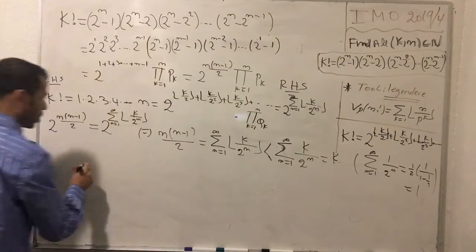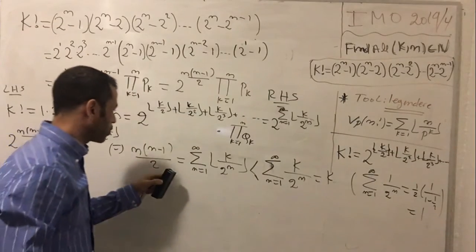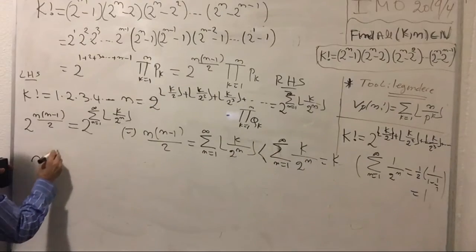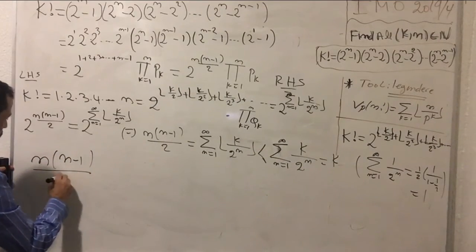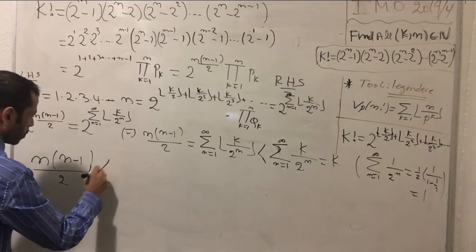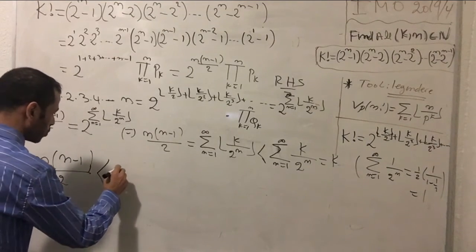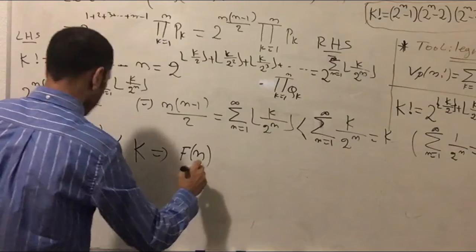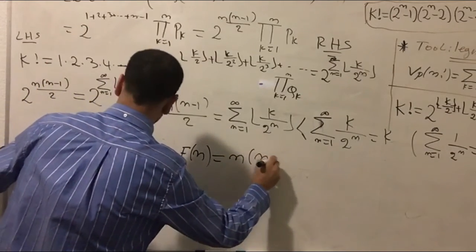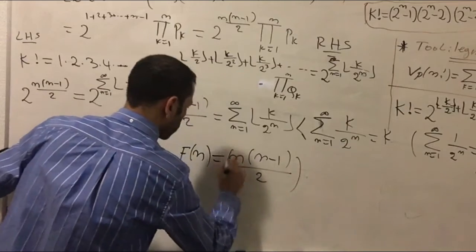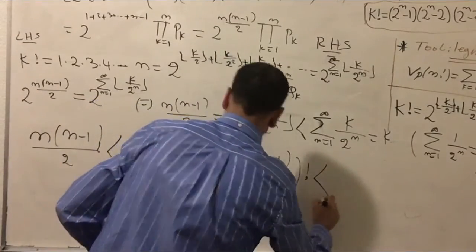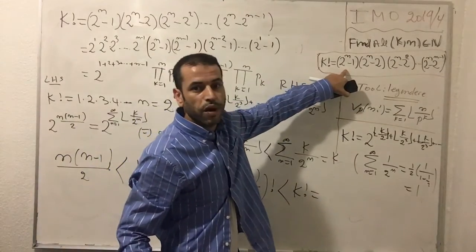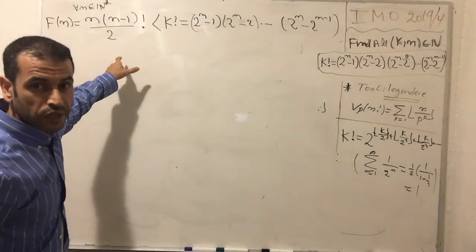Okay, I have this. Now I have an inequality. I have transferred the equation to an inequality. So now n minus 1 over 2 is less than or equal to k. Then f of n, equal to n minus 1 over 2 factorial, is strictly less than k factorial. What is k factorial? It's the same as what you have above. Now we have arrived at this expression.